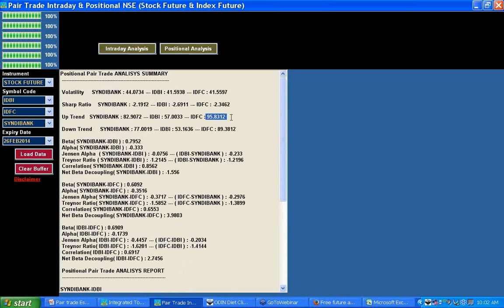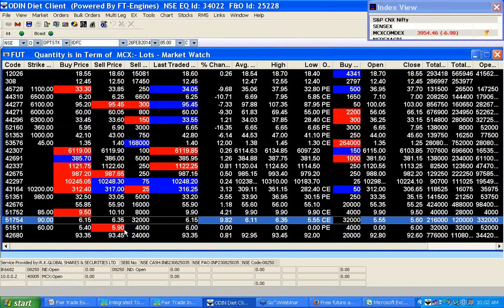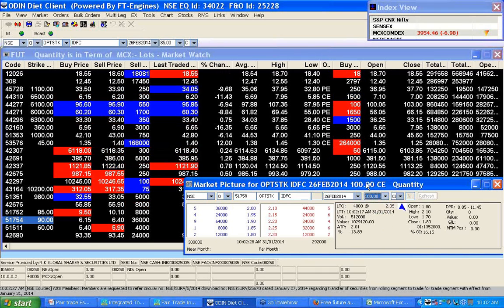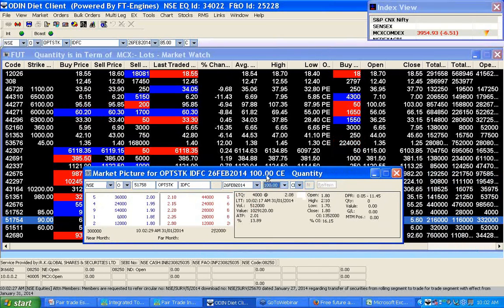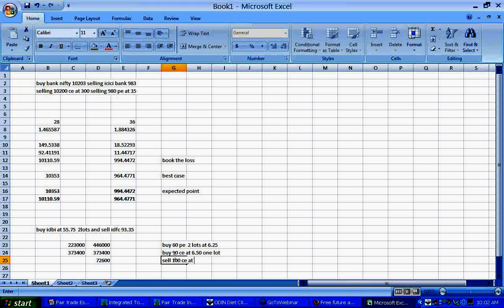IDFC uptrend starts at 95.83, and this IDBI downtrend starts at 53.16. So 53.95 it is quoting. So you can think of selling somewhat higher strike call options, like you can think of 90 you have bought. So what about a 100 call option? If you are selling the 100 call option here, you can sell it at 2.